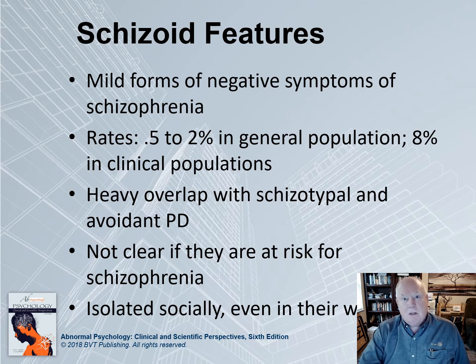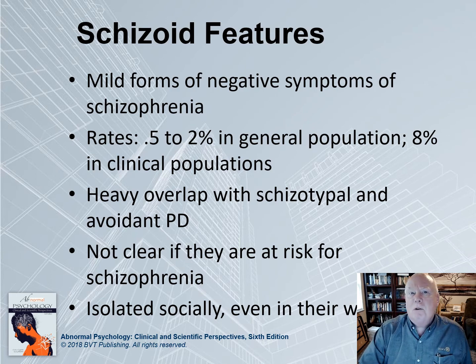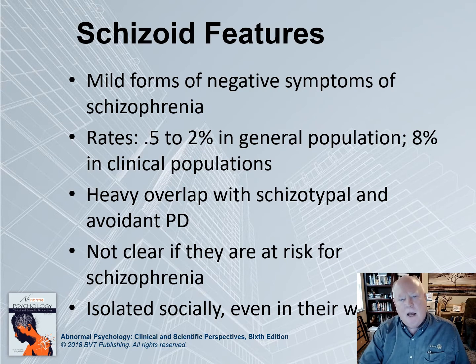The base rate for this disorder is relatively low, probably around 1%, somewhere between 0.5% and 2% in the general population. But we also know that it's overrepresented in clinical populations. Now, by clinical populations, I mean outpatient clinics where the individual has come in for treatment. Now, let me emphasize, almost no one comes in for treatment for a personality disorder.